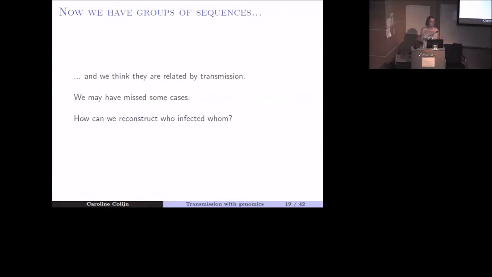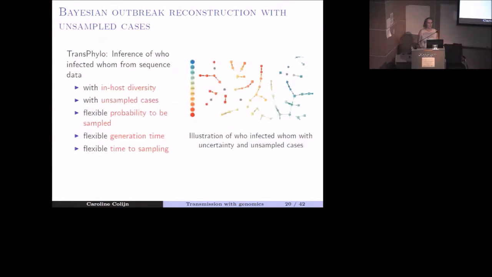Certainly implicit in this intermediate transmission idea is that there are cases out there potentially for whom we don't have sequences, either because we know about them and they failed culture, or because we don't know about them at all. And they're out there in the community, possibly having recovered or moved or continuing to infect their contacts. So what I want to describe is we invented a Bayesian method to take all of that into account, given a tree, given one transmission cluster, and build an inference of who infected whom using the sequence data.